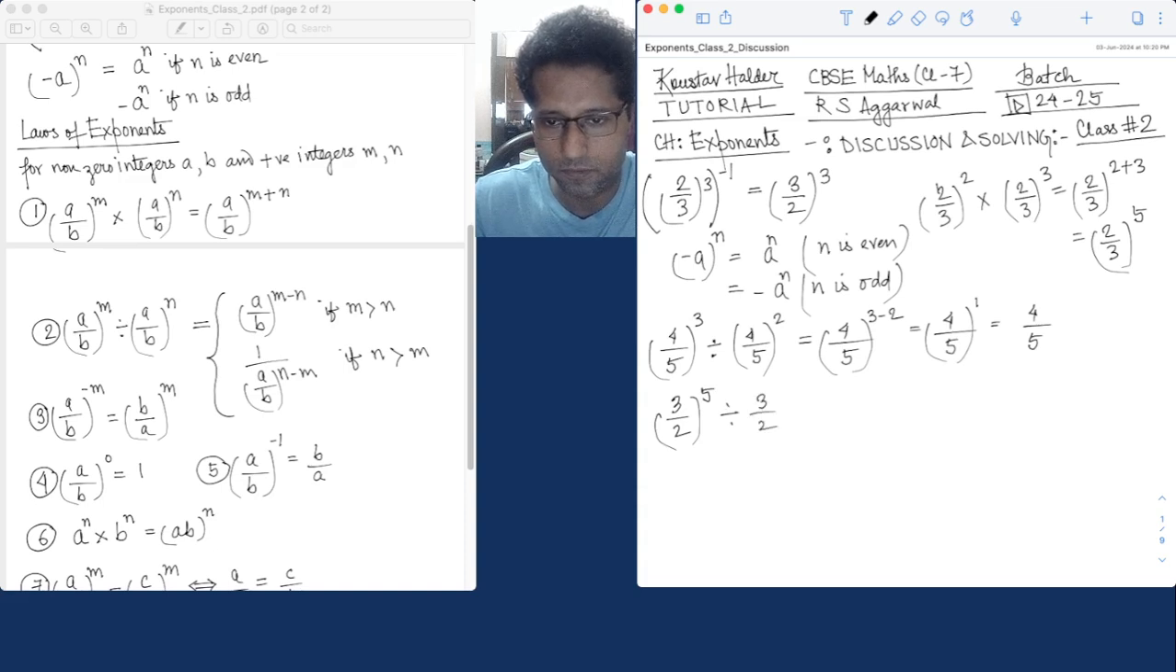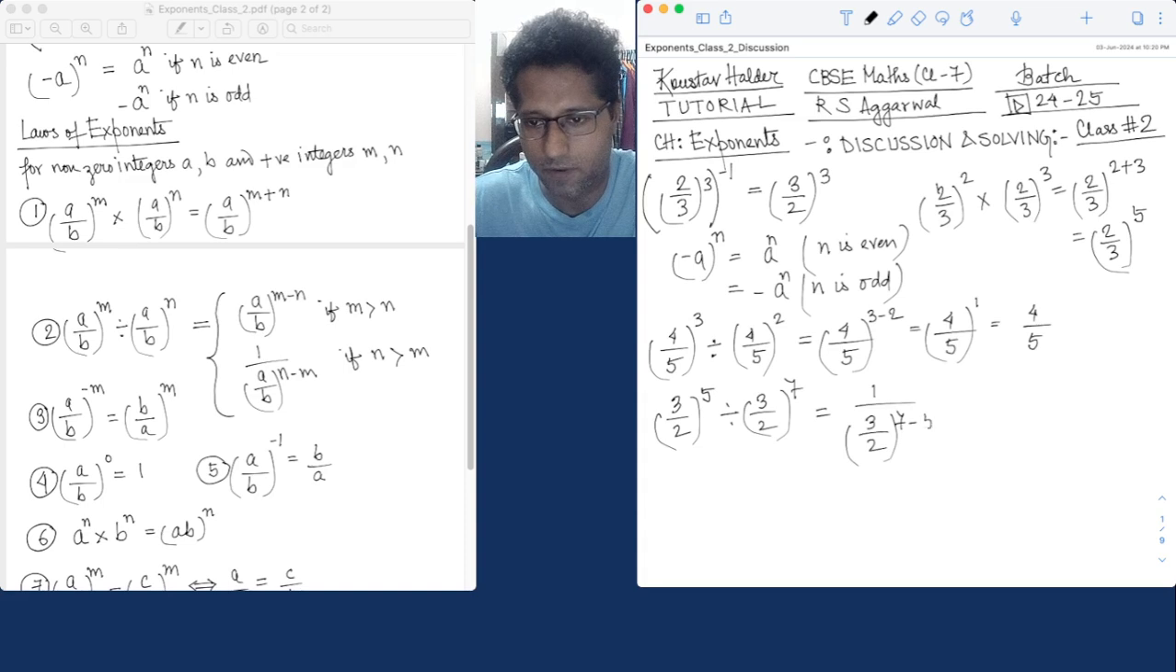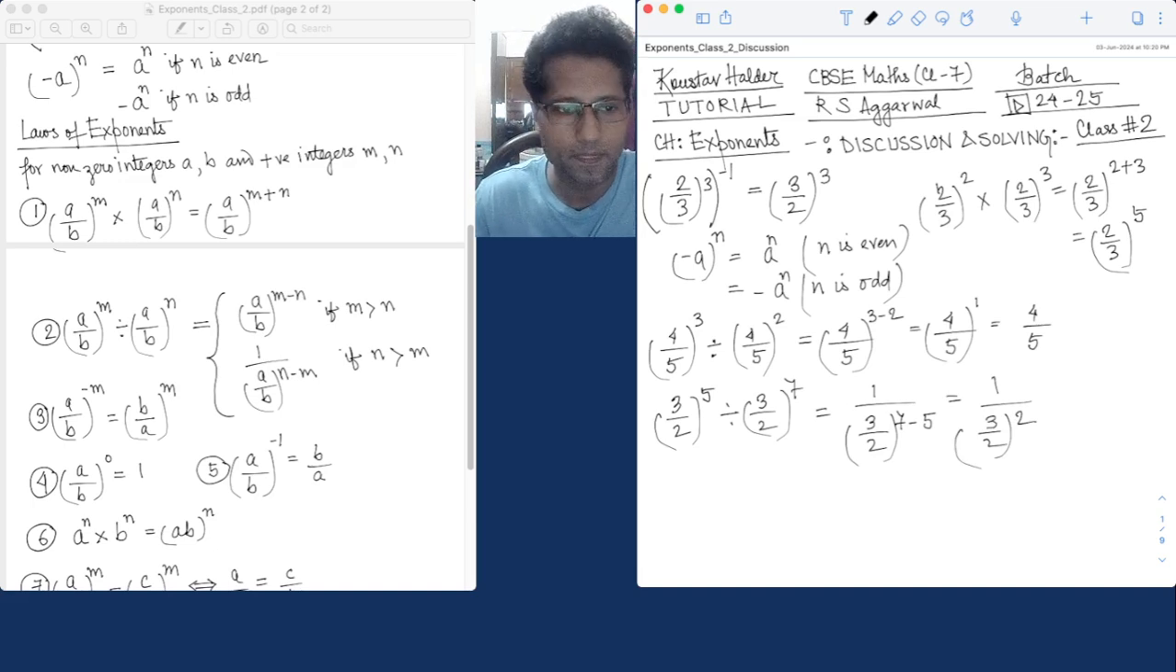And if we have, say, 3 by 2 raised to the power 5 divided by 3 by 2 raised to the power 7, then in this case m is 5 and n is 7, so 5 is less than 7. So we will have 1 by the common base 3 by 2 raised to the power n minus m, that is 7 minus 5. This equals 1 by 3 by 2 raised to the power 2. Okay. So this was law 2.